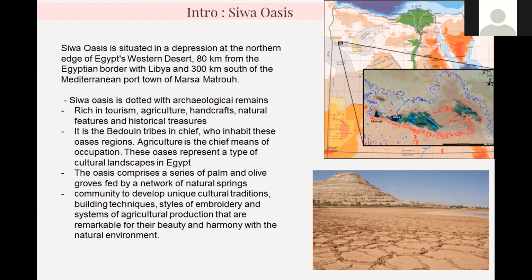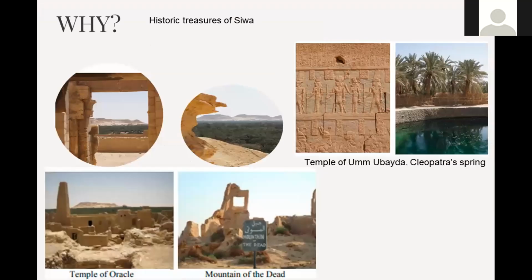It's rich in tourism, agriculture, handcrafts, and a lot of cultural activities as well. It contains a lot of natural features, and it's known for having Bedouin tribes in the region, who are mainly exposed to the practice of agriculture due to the natural features of the site. So the oasis contains a lot of palm trees and natural springs, and other cultural traditions such as embroidery techniques and other arts and crafts that I will be discussing later on.